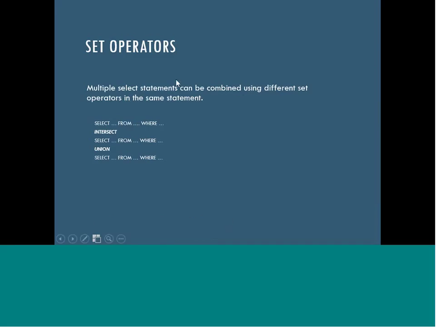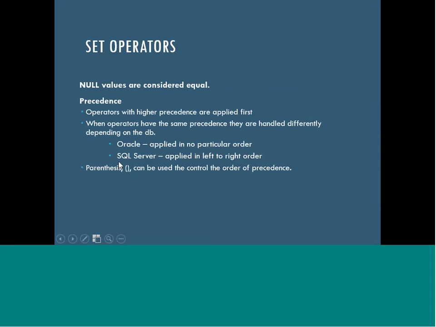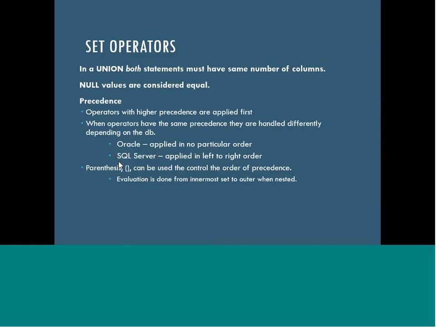So this is how you basically combine your queries. Now in union, by default, like I said, all records will be shown minus the duplicates. Okay. And when you're doing a union, both the statements should have the same number of columns for the union to happen. Okay. All right.